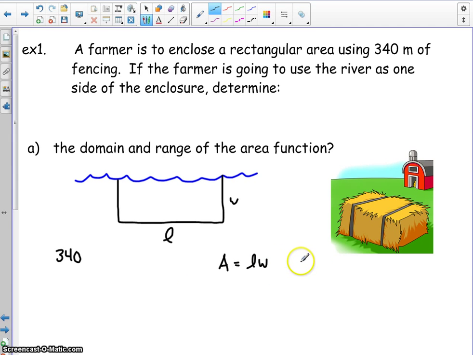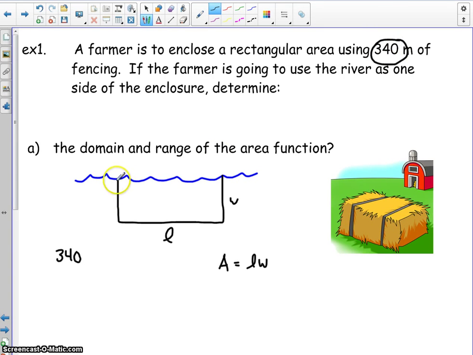So it's going to be hard for us to create a relationship with this many variables. I mentioned on the previous slide that sometimes you have to create 2 equations, a system, to solve. This will be one of those situations. We want to only have one variable over here so we can actually find the domain and range. So to do that, we have to find another relationship between the length and the width. What information have I not used yet in this problem? Well, it's this 340 meters of fencing.